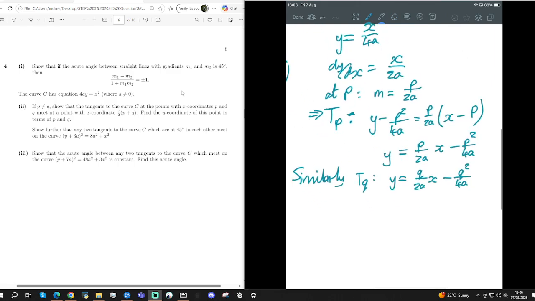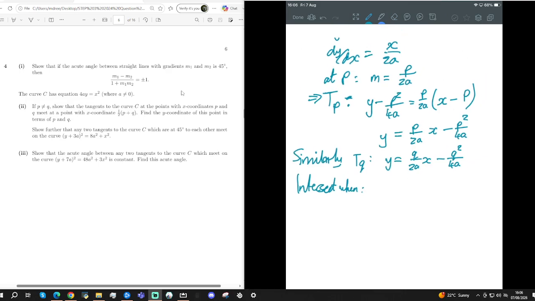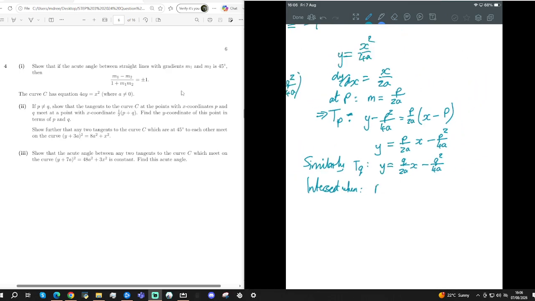We're trying to find the x coordinate. So these will intersect when... we can basically put the two equations equal to each other because I've got y equals in both cases. Px over 2a minus P squared over 4a is equal to Qx over 2a minus Q squared over 4a. Let's put all the x's on one side.